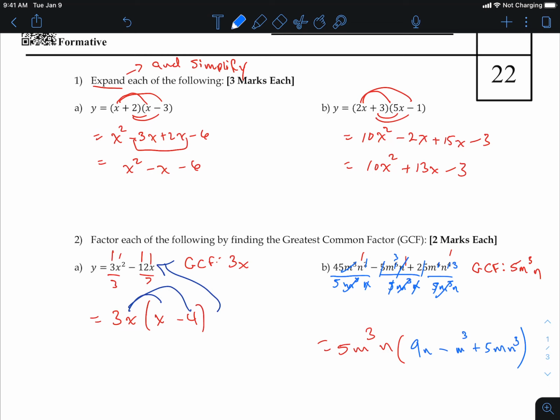It takes a little bit more time to do that, but you're ensuring that you're going to get it right because you're doing each term individually. Okay, you're not going to miss anything that way. It takes a little more time, but a little more accurate. Okay.